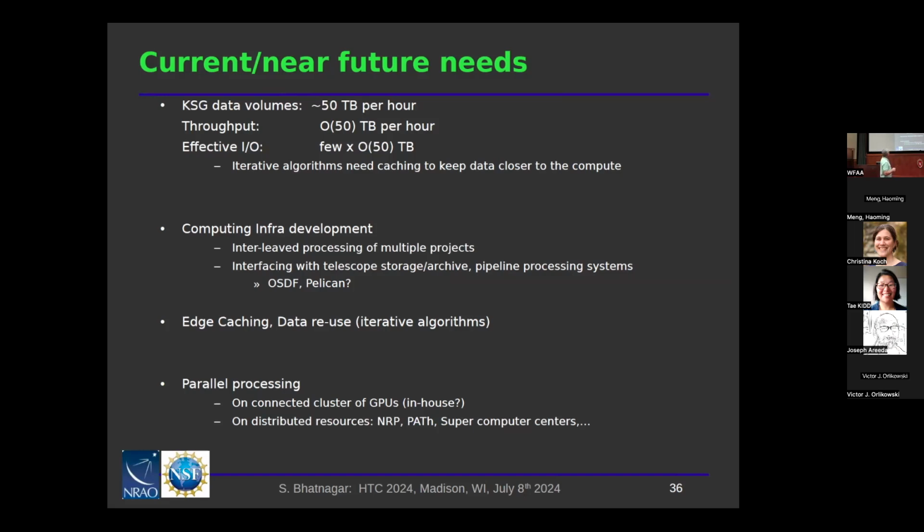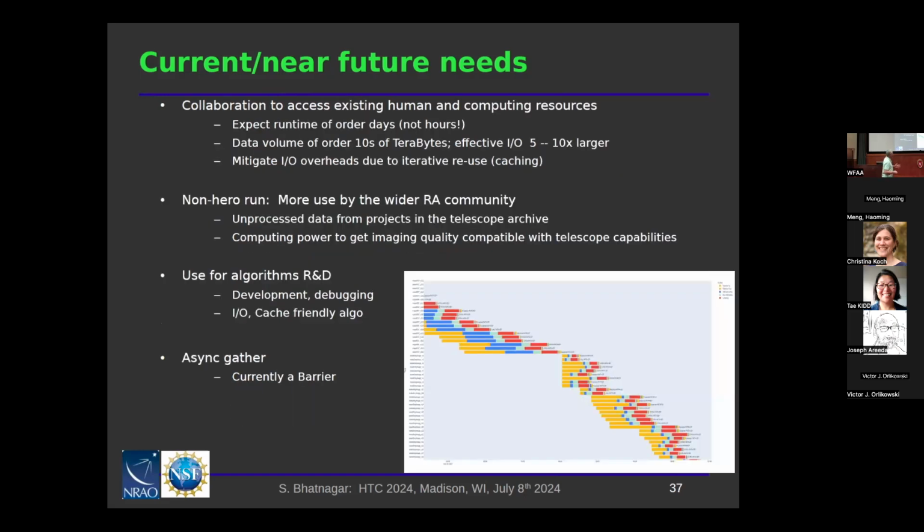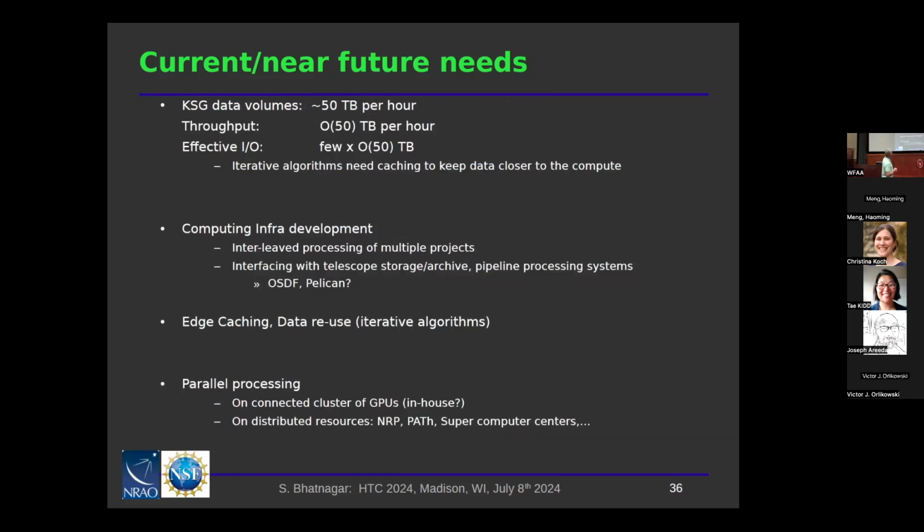Computing, infrastructure development, interleaved processing of multiple projects. This is a graph of various nodes running in the experiments that we did. Yellow is the data in. This is the data out. Red is actually the compute. It's a small part of the entire time that a node was blocked. So that's what I meant here by interleaving processes, so that when one process is pumping in data or pumping out the data, some other process should be using the GPU.